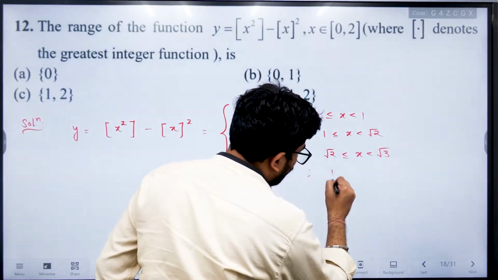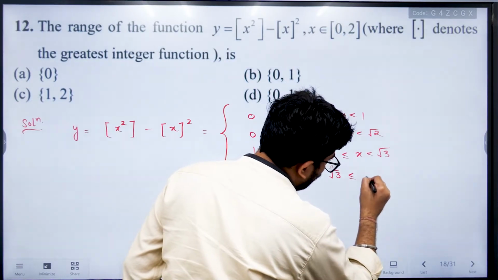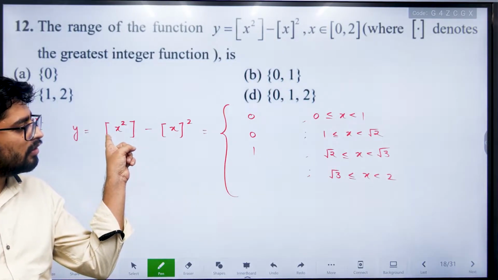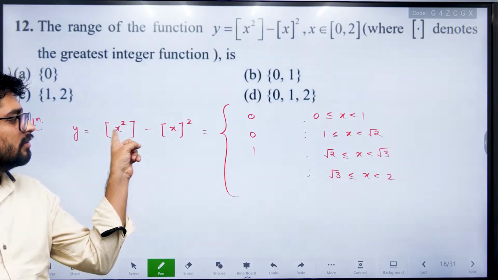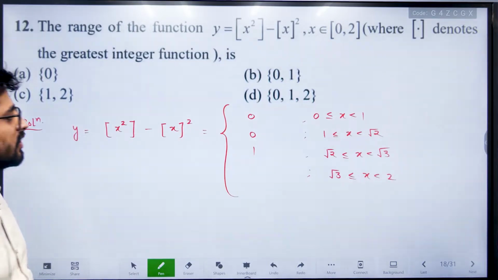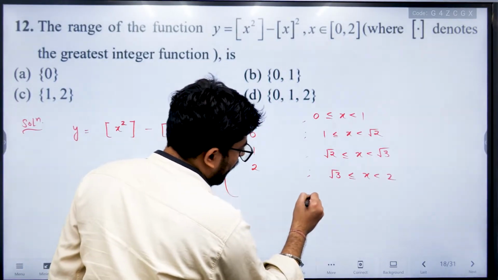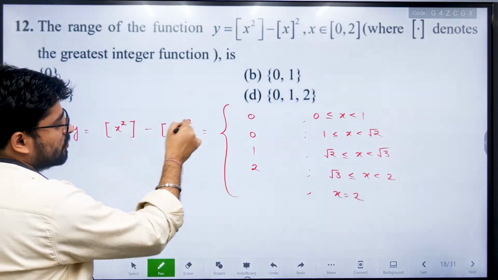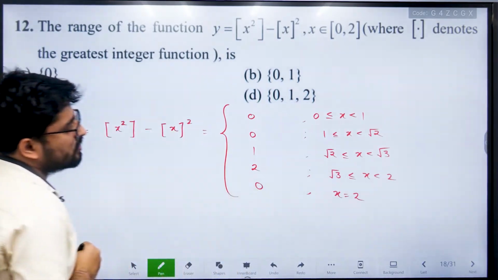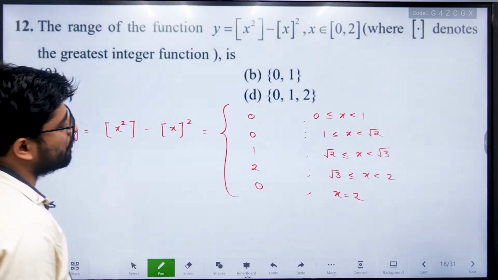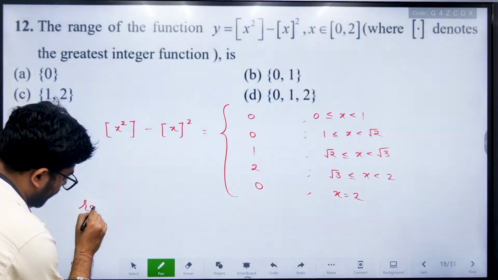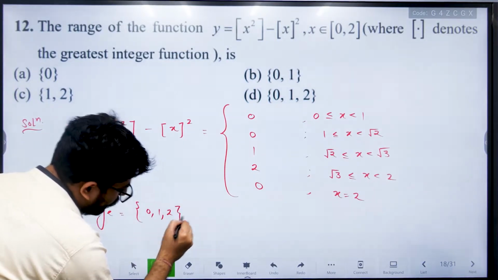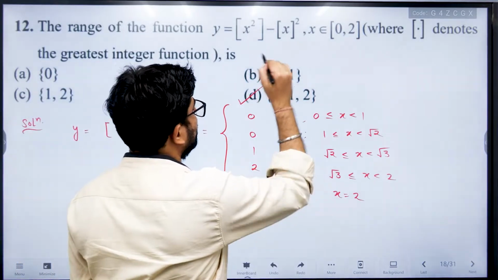Now, root 3 to 2 open: x square is 3 to 4, so that is 3. And this is 1, so 1 square is 1, 3 minus 1 is 2. And at x equal to 2, this is 4 minus 4, that is 0. So we have 0, 0, 1, 2, 0. How many points do we have in the range? 3 points. So range is the collection of 0, 1 and 2. D is the correct one.